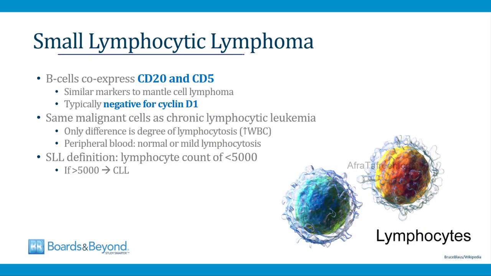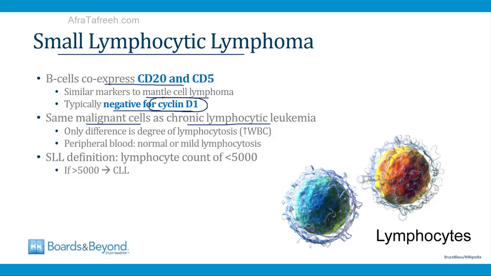Small lymphocytic lymphoma is another B-cell subtype of non-Hodgkin lymphoma. In this condition, the malignant cells co-express CD20 and CD5, which is similar to the cells in mantle cell lymphoma that we talked about earlier. The distinguishing feature of SLL is that usually these cells are negative for cyclin D1, and as I said earlier, cyclin D1 is one of the major features of most cases of mantle cell lymphoma. You should also be aware that small lymphocytic lymphoma has the same malignant cells as chronic lymphocytic leukemia, which I talk about in another video.